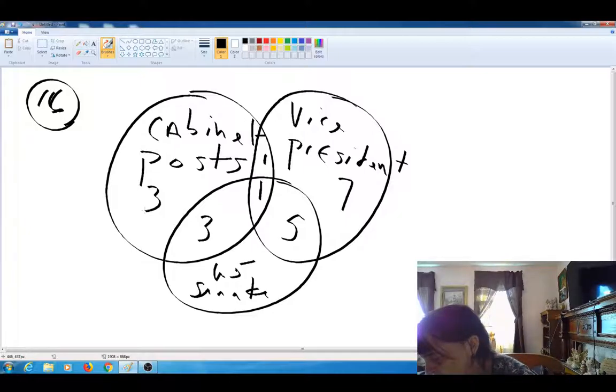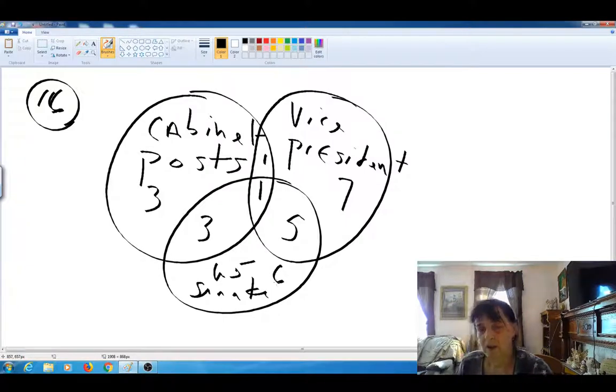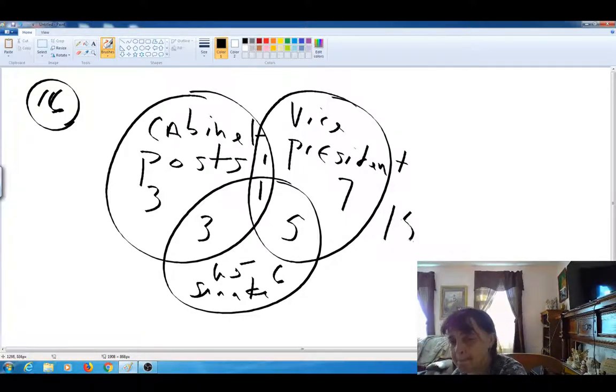And 15 served in the U.S. Senate. So 5 and 1 is 6, and 3 is 9. 15 minus 9 is 6. And there's 41 presidents. So how many didn't do any of them? 3 and 1 is 4. 4 and 7 is 11. 11 and 5 is 16. Plus 1 is 17. Plus 3 is 20. Plus 6 is 26. 41 minus 26 is 15.